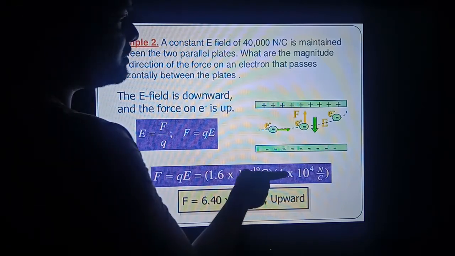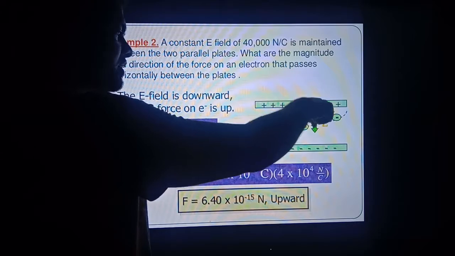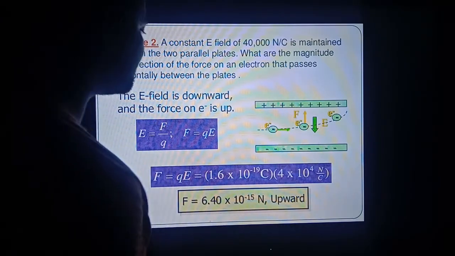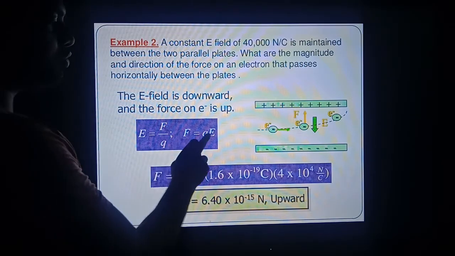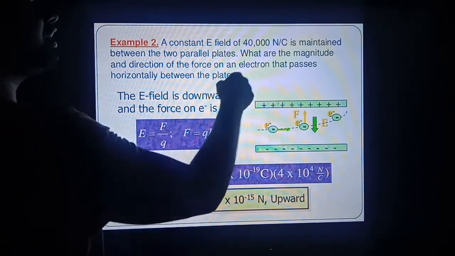The electric field is downward, meaning the electric field travels from positive to negative. So the direction of the electric field is downward. But the force on a negative charge will be upward, as I had discussed earlier. Now E is equal to F upon Q, so F is equal to QE. Here Q is the charge of the electron and E is the electric field given.